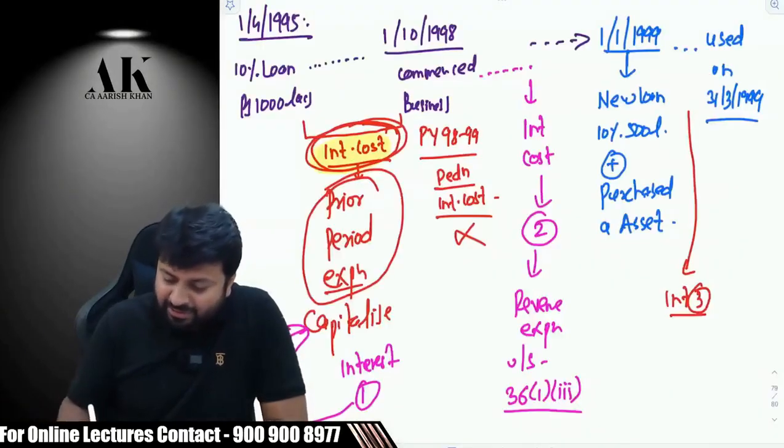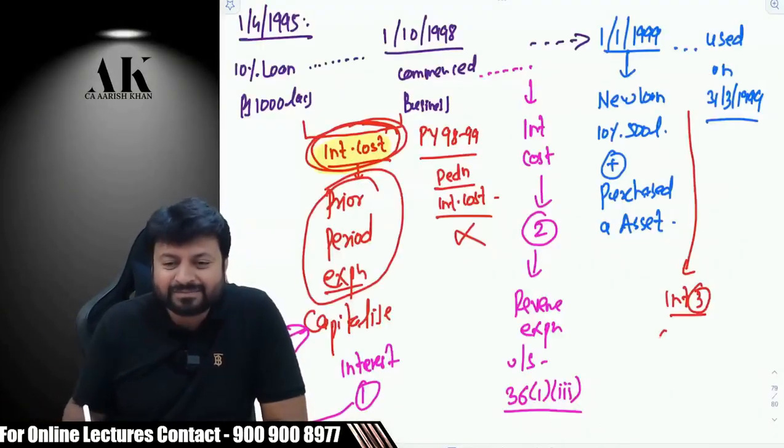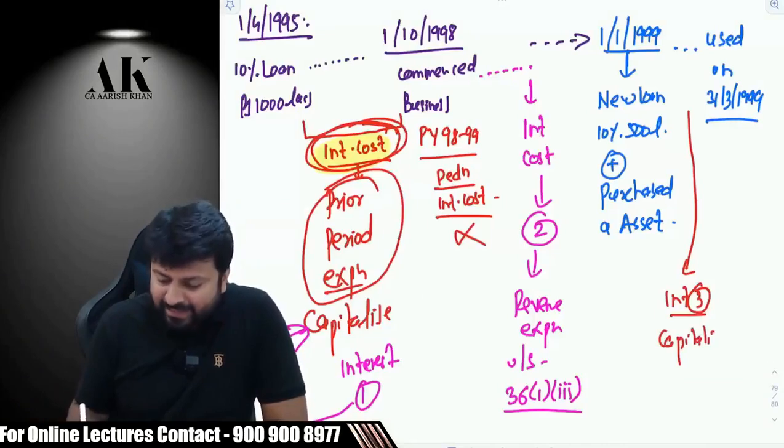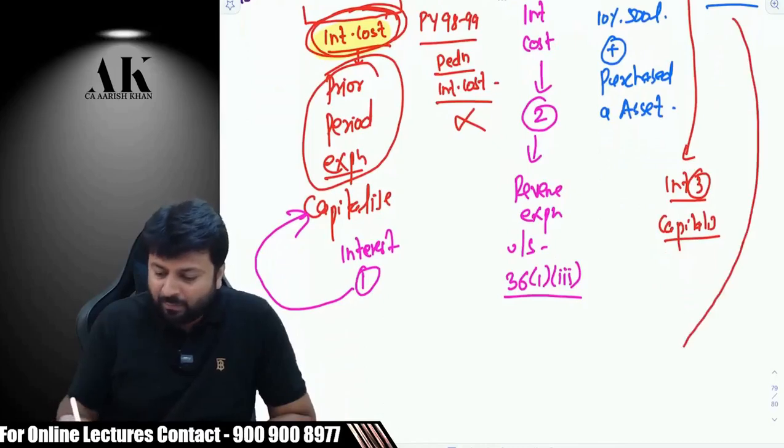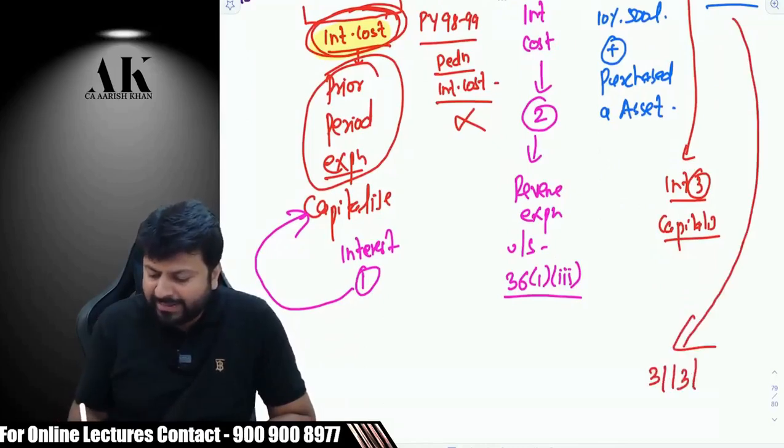This interest will also be what? Please say. Capitalized. Shall I go ahead? One last point. What will happen after 31st March 1999?